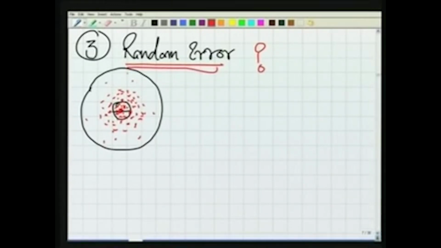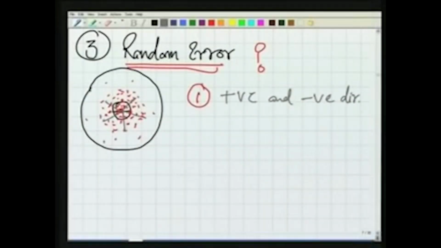Okay, so what we observe here about random errors, the number 1 point is that they are equally distributed in positive and negative directions. What is the meaning? There are random errors in all the directions. It is not that they are in only one direction. So their probability of occurring in the positive direction and the negative direction is the same.